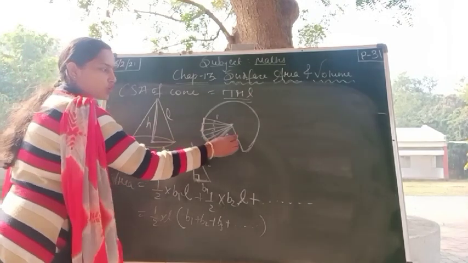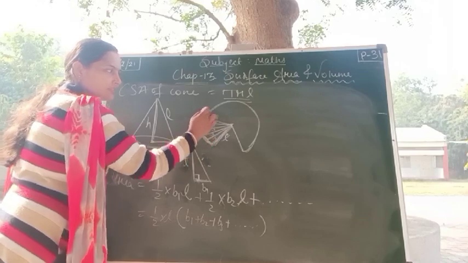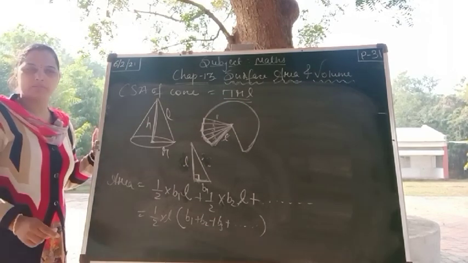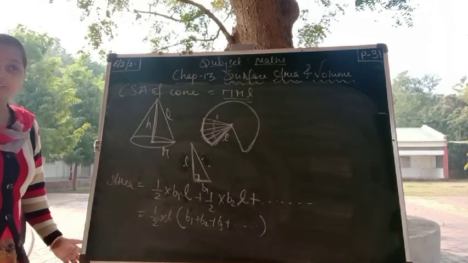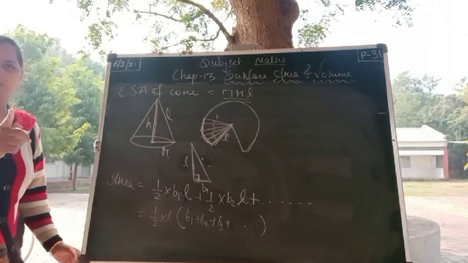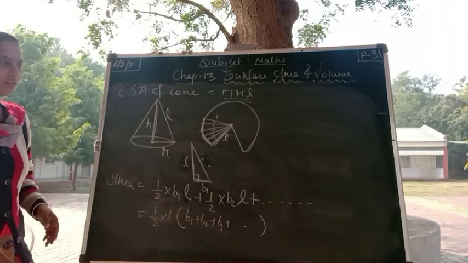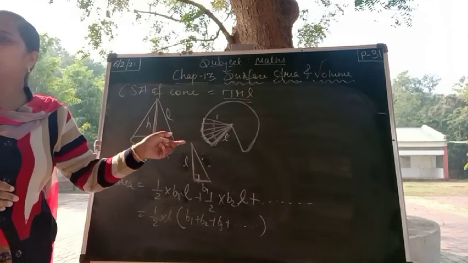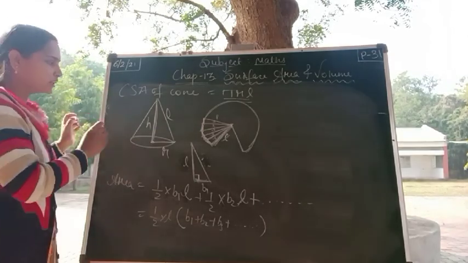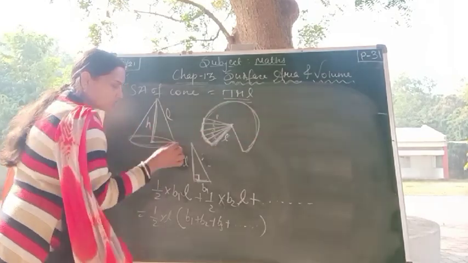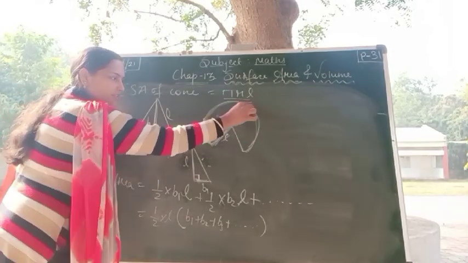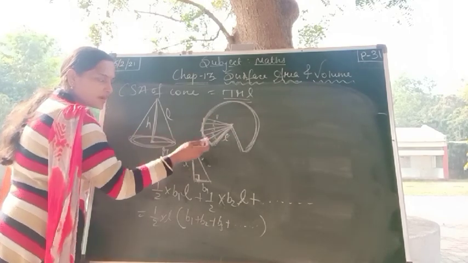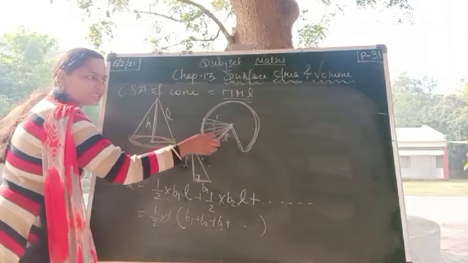Now tell me, if you join these two sides, what will this circular part become? Circle, correct. You said circle. If you join these, children, then you will get a circle. The conical part will become a circle. This is the slant height, and this curved part will become the circle if you join these two sides.